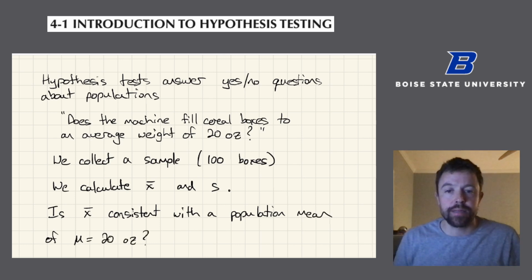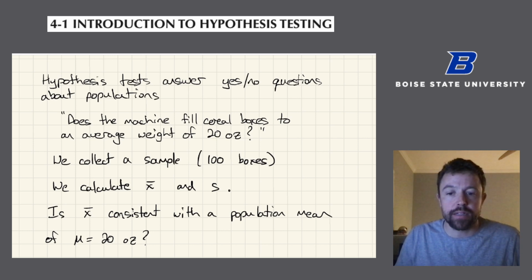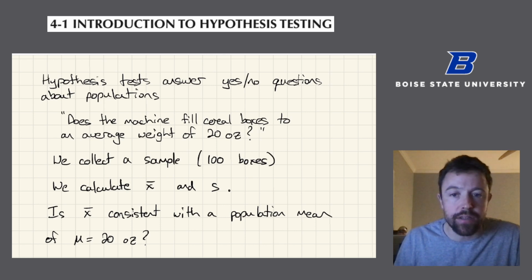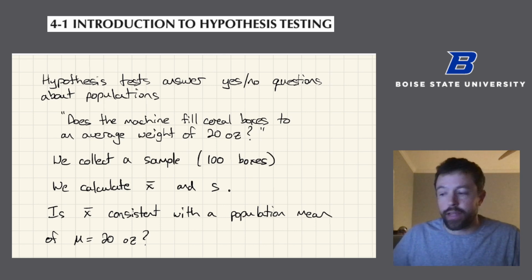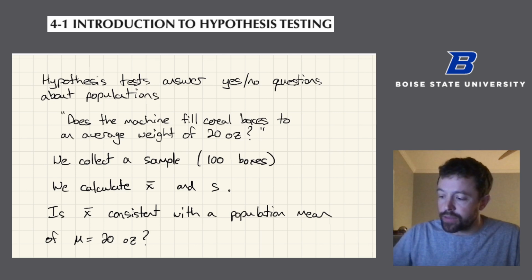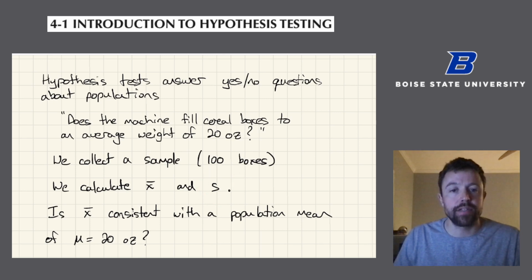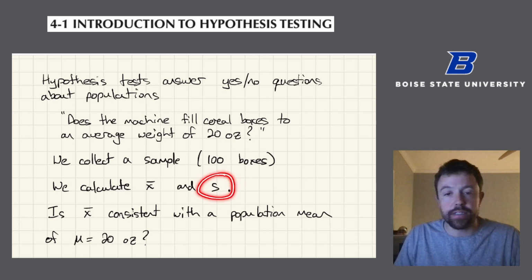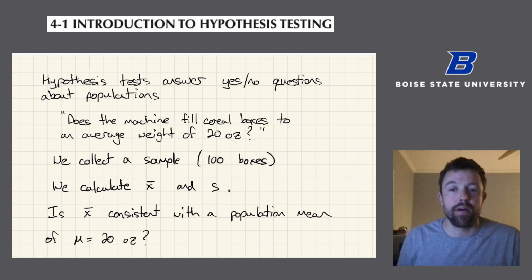And initially, this may seem like an impossible question to answer because we don't expect X bar to actually equal 20. That is, even if the machine's working properly, we don't expect every sample of 100 cereal boxes to have an average weight of exactly 20 ounces. But here's the thing. What we do know is that S, the sample standard deviation, should be about the same as sigma, the population standard deviation. That is, S gives us a sense of how spread out the values of cereal box weights are.